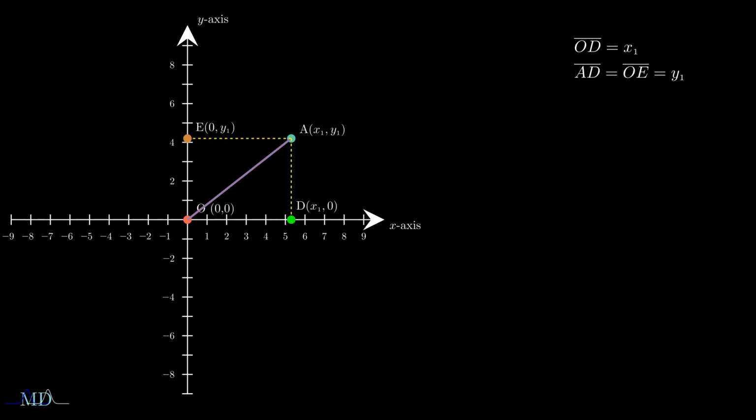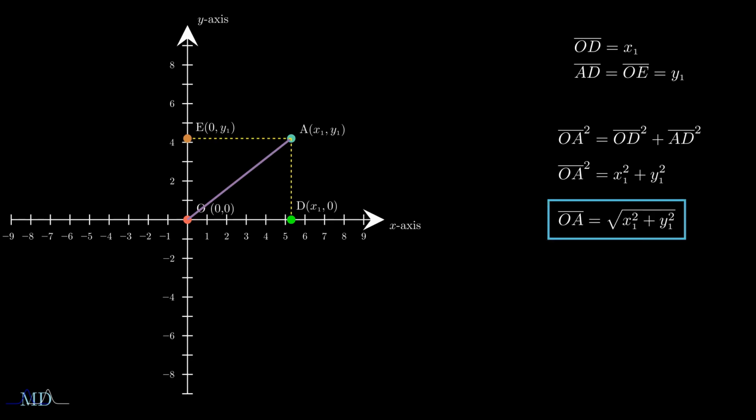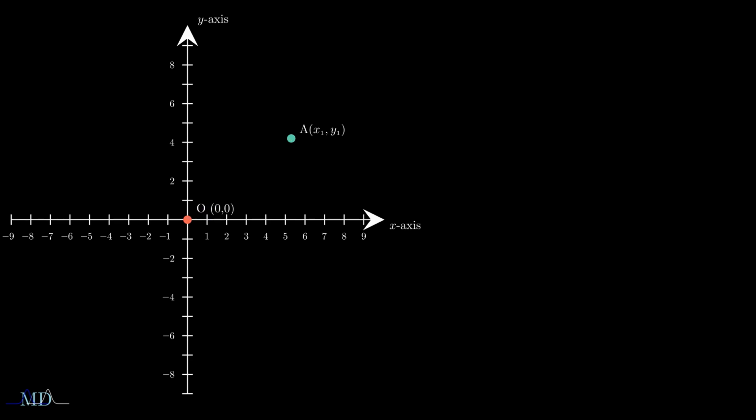In order to calculate the distance OA, we apply the Pythagorean theorem to the right triangle. Then we substitute the values of OD and AD, and we get the expression for the distance from the origin of a generic point. Eventually, we are going to prove the formula for the distance of two generic points. We start by retrieving the case of two points that share one coordinate. We have the point F that shares the y-coordinate with the point A.